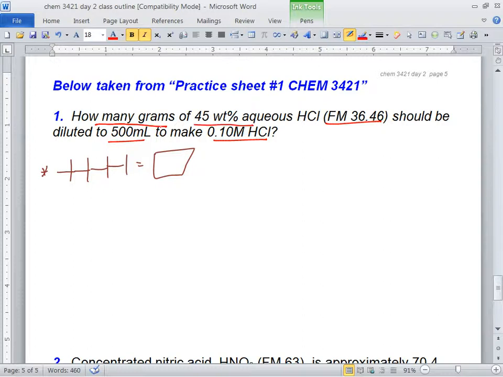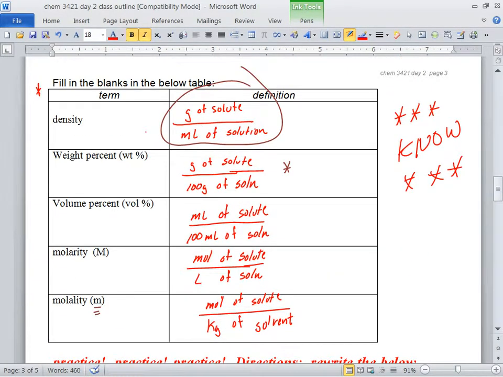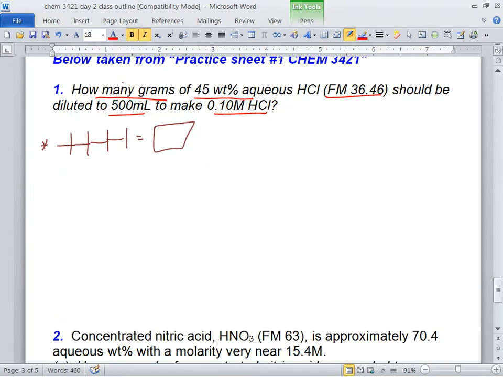So let's go ahead and get started. How many grams? So we want to know, what's the units of what we're looking for? Now remember, it needs to be something that's going to fit into this table. And if you say just grams, that's not going to work, because it needs to be grams of solute. What's another possibility? Grams of solution. Oh, well, that's about the only choice, right? Which one is it? It's grams of solution.